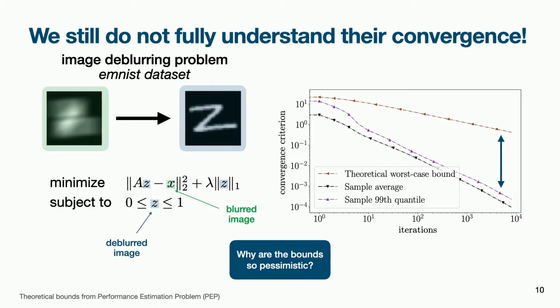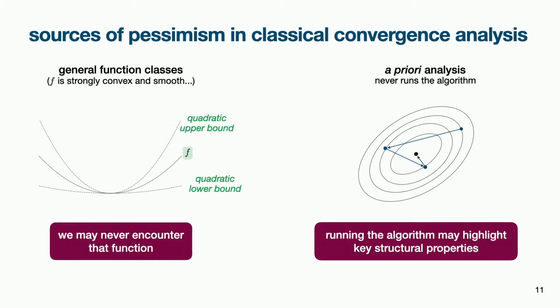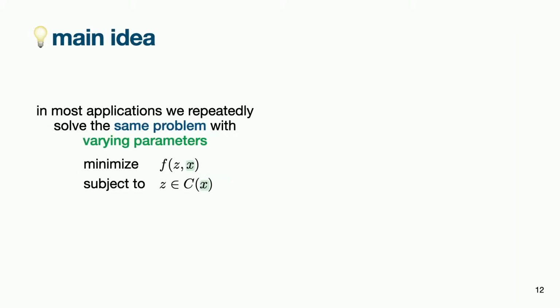But are we considering all generic convex problems in this case? Actually, no. We're not considering, for example, strongly convex and smooth functions. We're considering all the parametric quadratic problems that arise from this image deblurring problem, which means that this is a much more restricted class of functions over which we want to analyze our methods. Also, another interesting point is that this type of analysis tool doesn't run the algorithm at all. You just formulate this problem and you solve it. But if you can run the algorithm for a few instances, maybe this can give you lots of information that you can use to bound or to understand their performance. So how are we going to tackle these two issues? We go back to the fact that we're solving many parametric problems in practice.